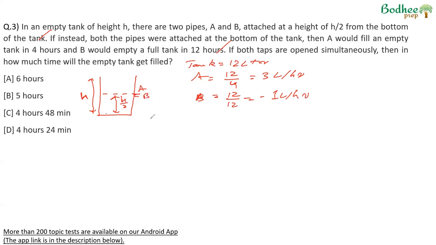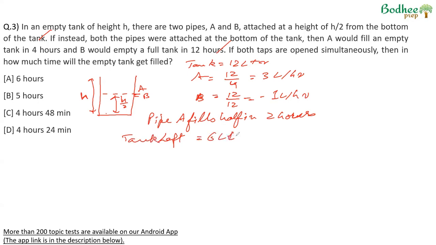So, first pipe A starts, because pipe A fills the entire tank in 4 hours. So, pipe A fills h by 2 or half tank in 2 hours. After this, 6 liters of water is remaining. So the tank left to be filled is half the tank, which is 6 liters. And at this point, A will put in 3 liters of water, B will take out 1 liter of water. And therefore, effectively, only 3 minus 1, 2 liters of water will get filled. So to fill this 6 liters, we will need 6 by 2, which is 3 hours.